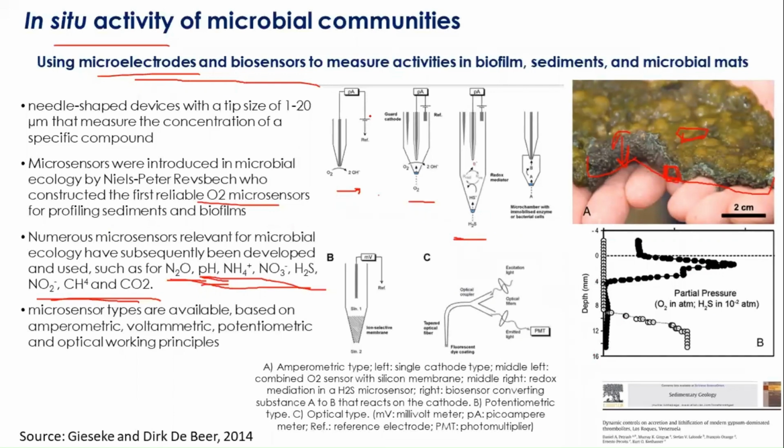One such method is the use of microelectrodes and biosensors. It's a very fine needle where all the reactions are happening at the tip. And this tip, once we put it in a microbial mat, for example, or in biofilms, or in rocks, or any such in situ environment, tells you about the oxygen evolution or any other gases coming out from that particular location, which in turn tells you about the activity of the microbial community in the in situ conditions.